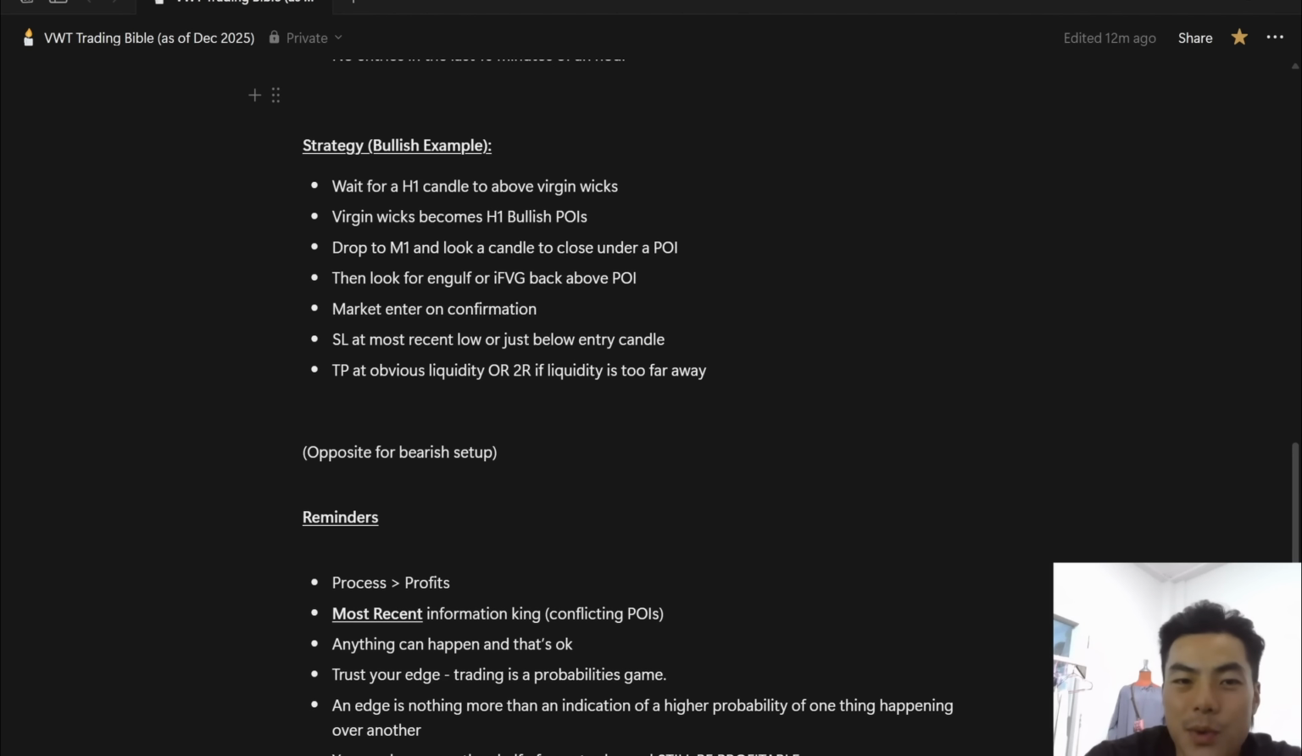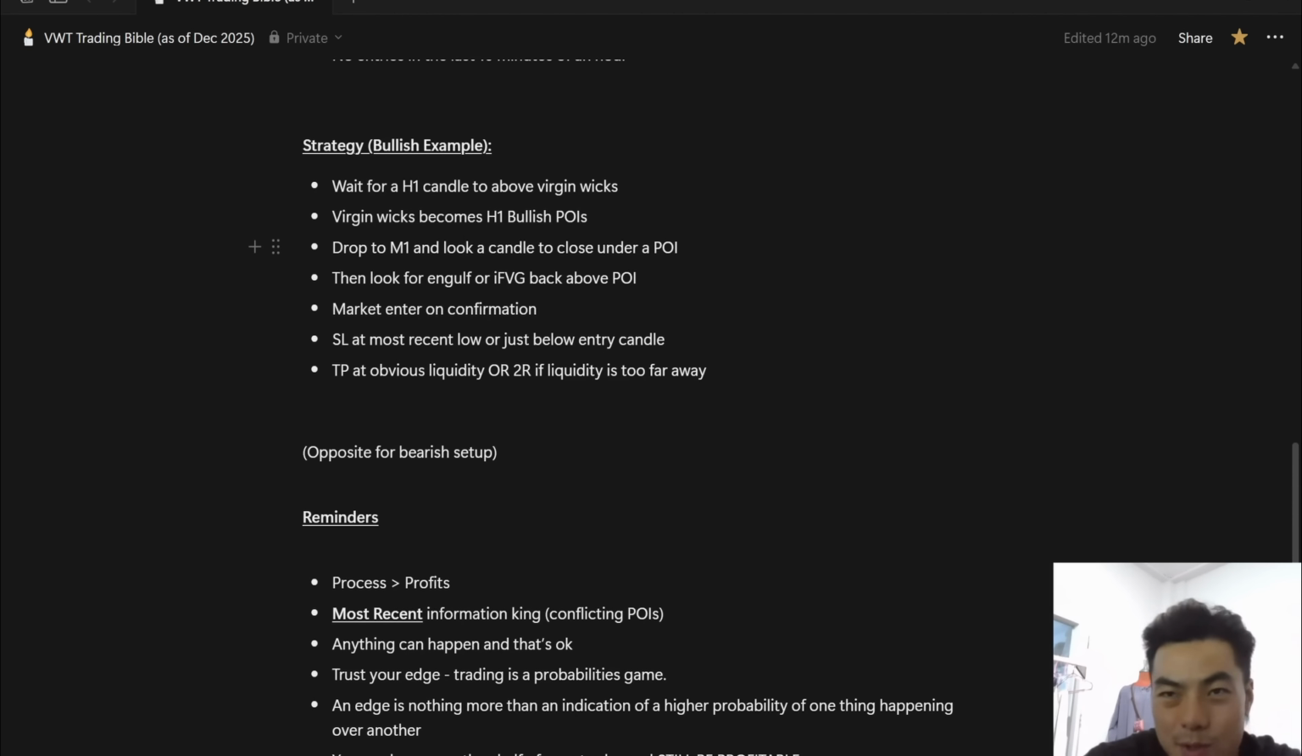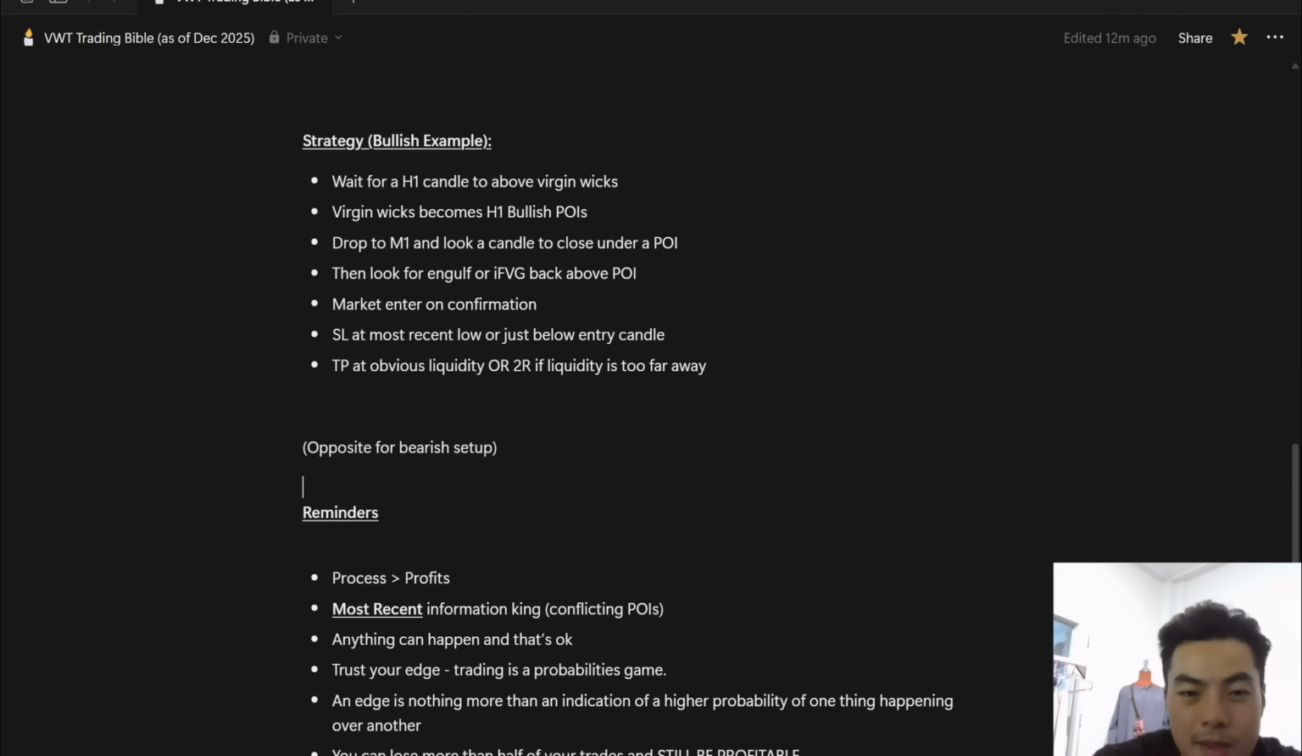Yeah, strategy we already went over before. Wait for a 1 hour candle to close above Virgin Wicks. This is for a bullish example. Then those Virgin Wick levels become bullish POIs, which we then drop down to the 1 minute and look for a candle to close below the POI, and then either an engulfing or an inverse fair value gap. Entry model back above the POI, and then we enter, stop loss at the low, TP at liquidity. Simple. Obviously, opposite for a bearish setup.